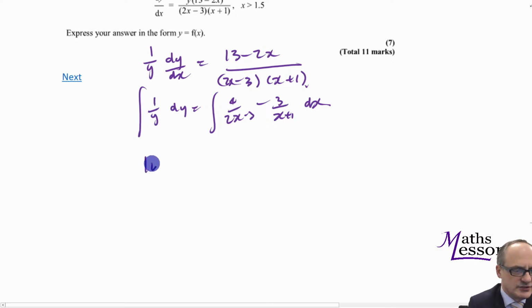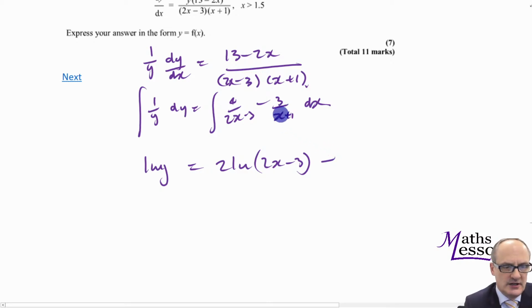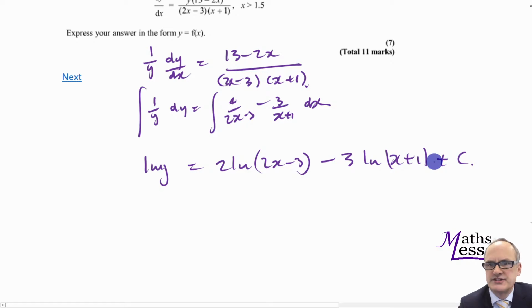Integrate this, we get natural log of y is equal to, now this is going to be 2 natural log of 2x minus 3, because when you differentiate this, you get a 2 coming out to go on the top, but we got 4, so we need 2 times that. Now we have got 3 times natural log of x plus 1 here. If you need to work out more of these, I suggest you go and find a textbook and practice these if you're not getting these right. Okay, and we add on our c on the end.